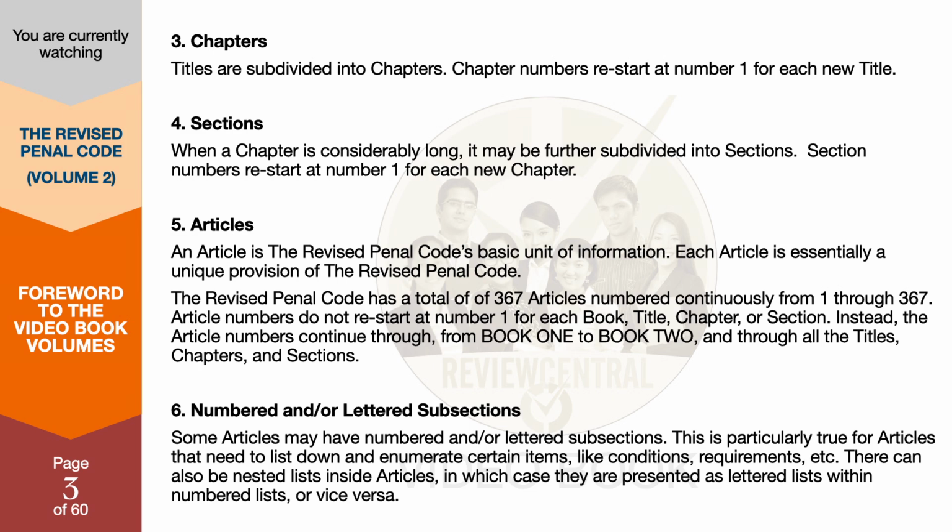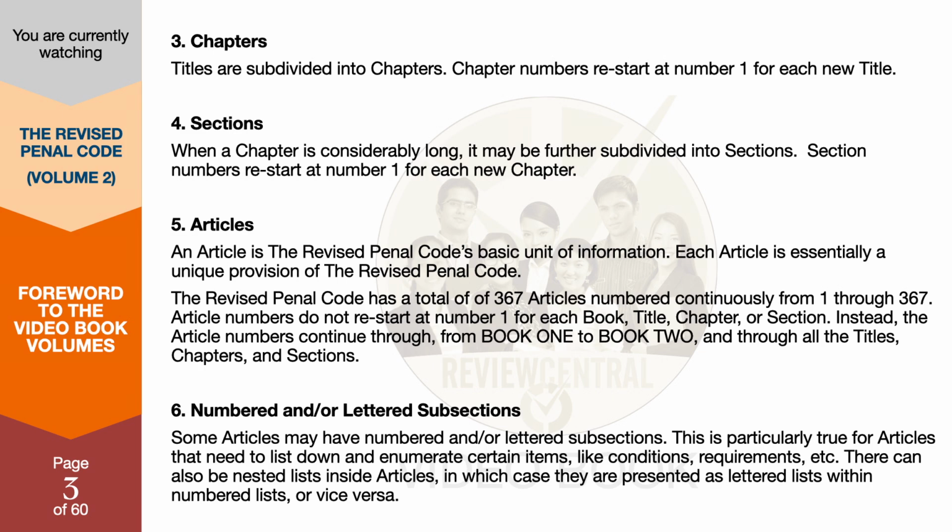Number 5. Articles. An article is the Revised Penal Code's basic unit of information. Each article is essentially a unique provision of the Revised Penal Code. The Revised Penal Code has a total of 367 articles numbered continuously from 1 through 367. Article numbers do not restart at number 1 for each book, title, chapter, or section. Instead, the article numbers continue through, from Book 1 to Book 2, and through all the titles, chapters, and sections.